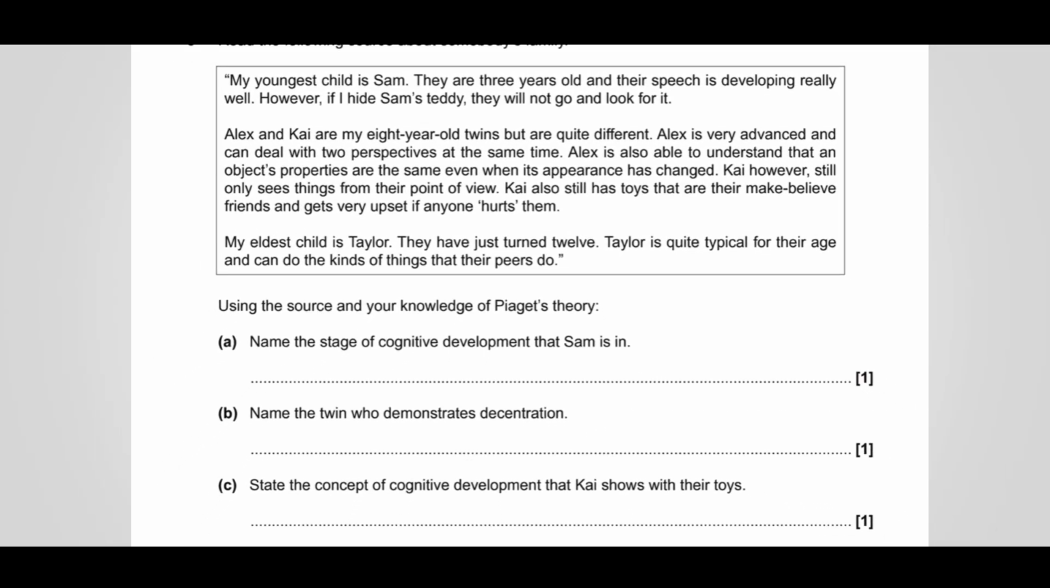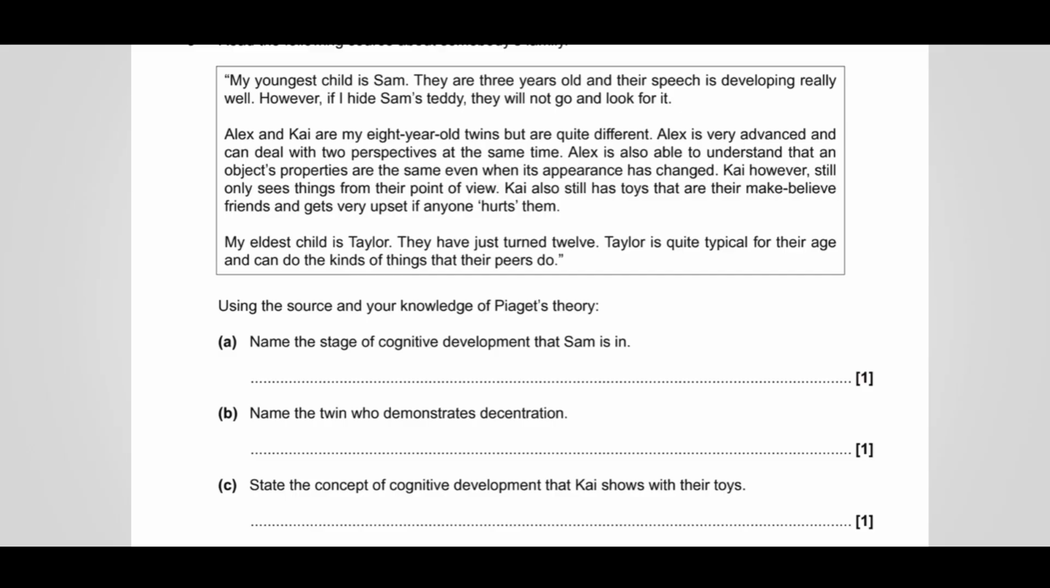For C, state the concept of cognitive development that Kai shows with their toys. Well, the answer here is animism. Animism is where you pretend or believe that inanimate objects are still alive or that they are real. And so animism would be the answer here because it says that Kai still has toys that are their make-believe friends, and they get very upset if anyone hurts them. Well, this idea of being able to hurt toys, it demonstrates animism. It's the idea that the toys are actually alive and they can feel pain.